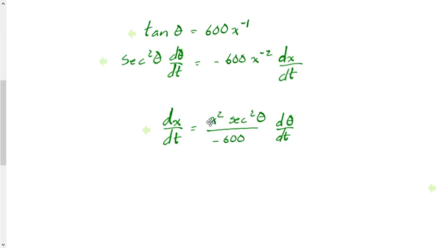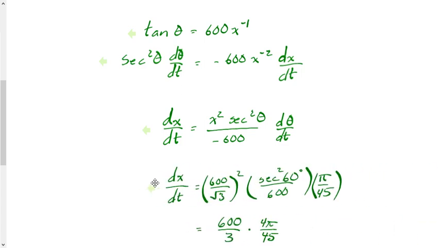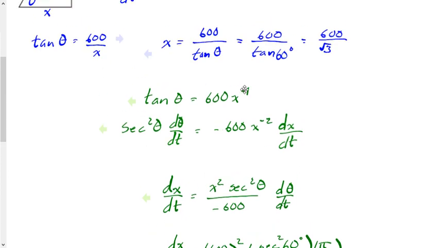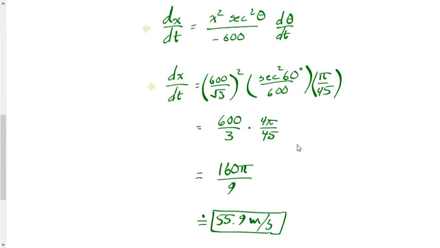And then I can substitute the values that we worked out. So x, as we figured out up here, 600 over root 3. That 600 over root 3 is being squared. We're interested when theta is 60 degrees, so again, I didn't bother converting that to radians because it's going inside the trig function. You can convert it to a pi by 3 if you like. That's going to be squared over top of the 600.